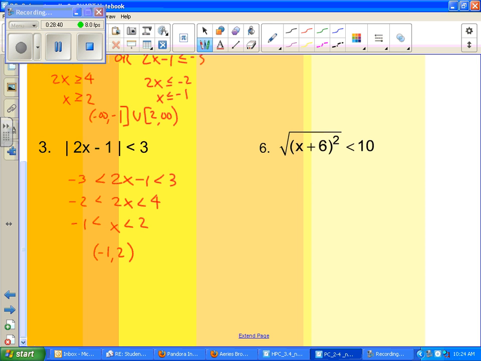Negative 1. That's right. It's a fast way. If it's an AND problem, it's faster. If it makes sense to you, do it. If not, go ahead and separate it into 2 different problems and combine the answers.